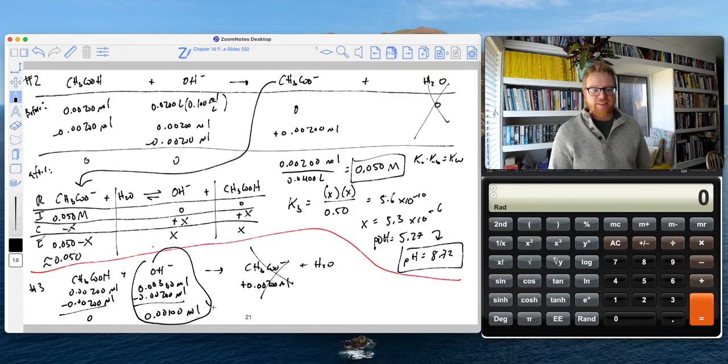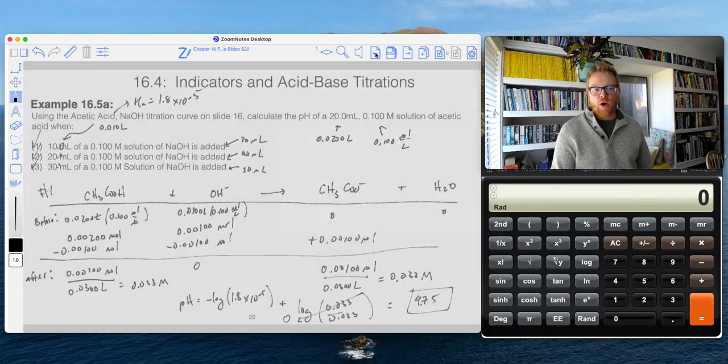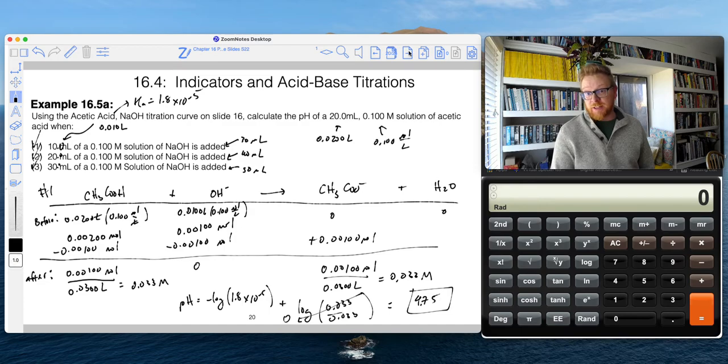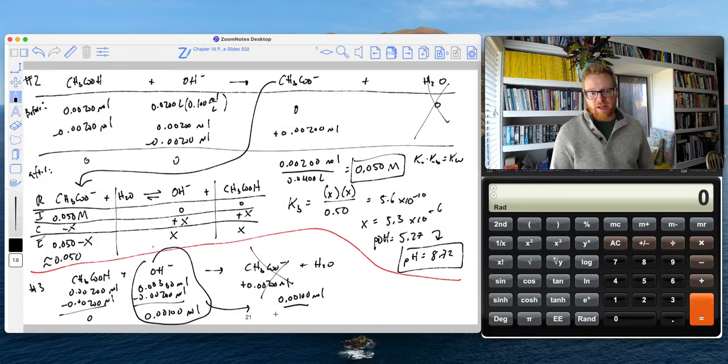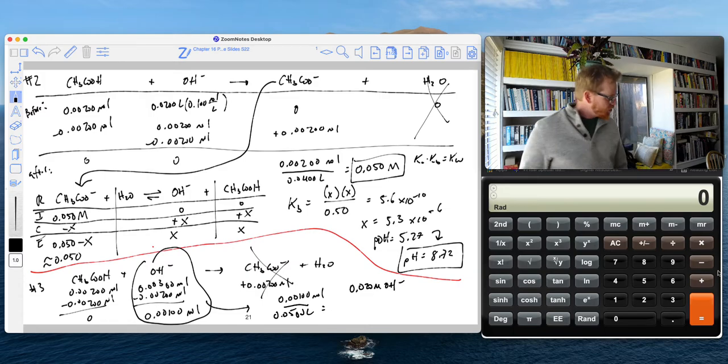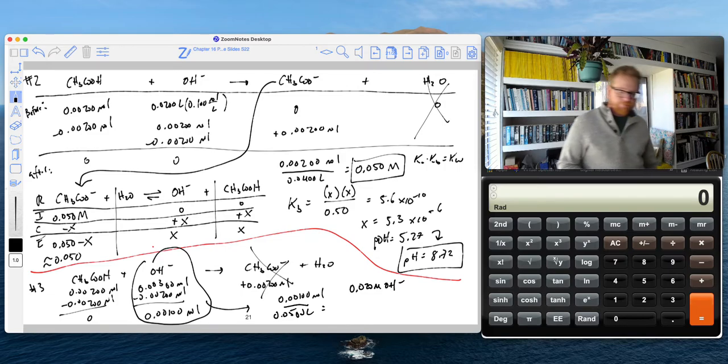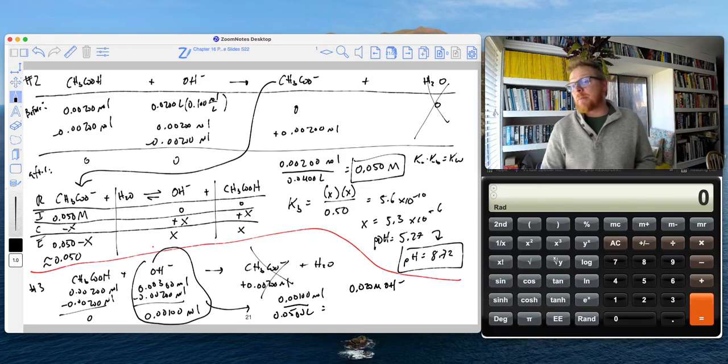And so now this simply means that I have 0.00100 moles of OH minus. My new solution volume was 50 milliliters, so I'm going to convert that into a molarity by dividing by the 0.0500 liters, right? That was my 50 mils. So when you do that, that is 0.0200 molar OH minus, okay? And that, like I said, dominates the pH.